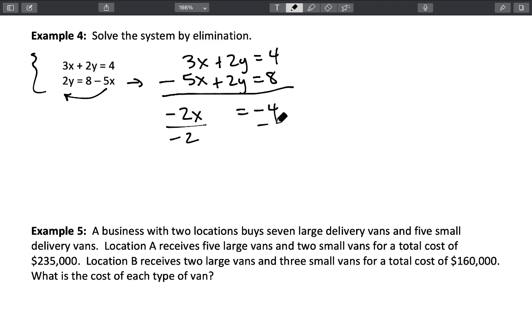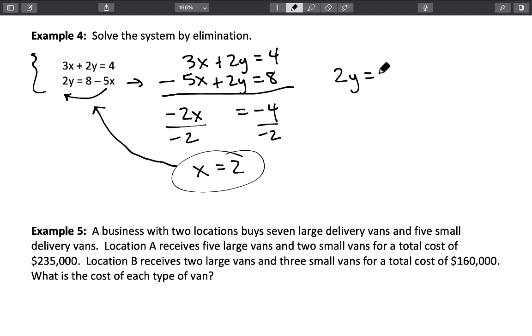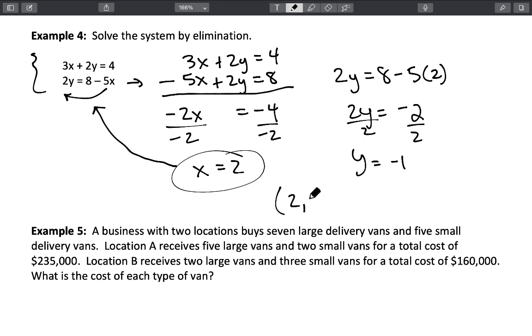Next up, we're going to divide both sides by -2. That gives us an x value of +2. All right, finally, we're going to substitute that back into that second equation to find out what our y value is. We're going to put in 2 for our x, and that gives us 8 minus 10, so 2y equals -2. Divide over the 2, and we get y equals -1. So our ordered pair here, our solution to this system is 2, -1.